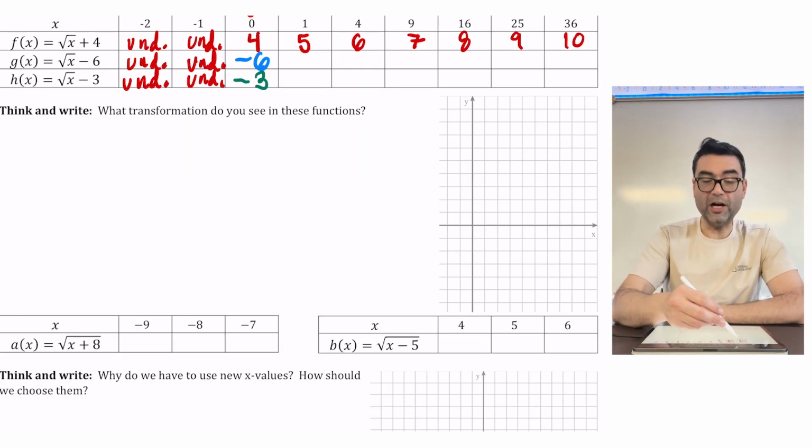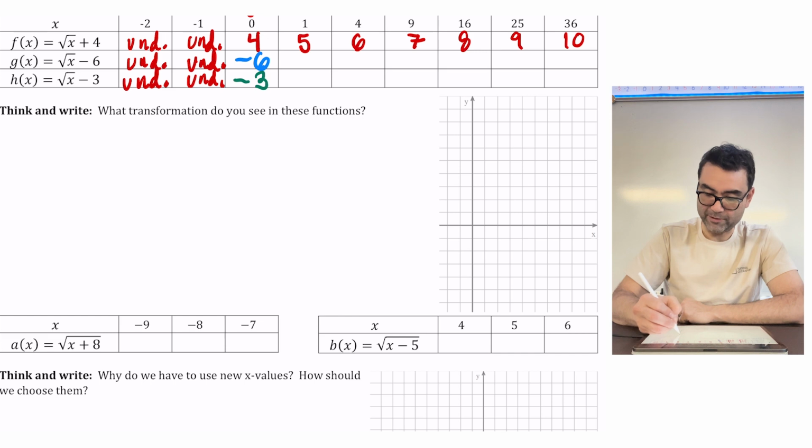All right, so we're undefined at -2 and -1, just like the previous function, the parent function. But this function starts at (0, 4). So 0, 1, 2, 3, 4. And then it goes (1, 5), (4, 6), and (9, 7). And that's the last one I can fit on my graph here.